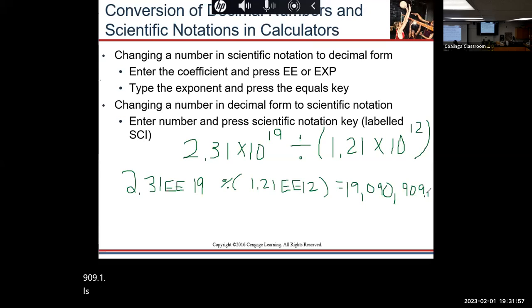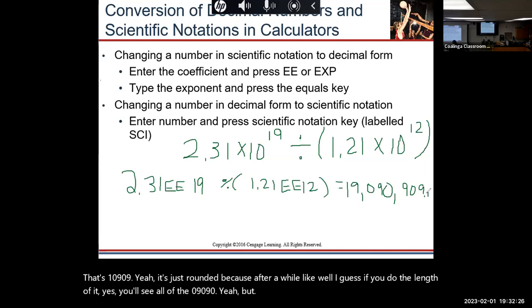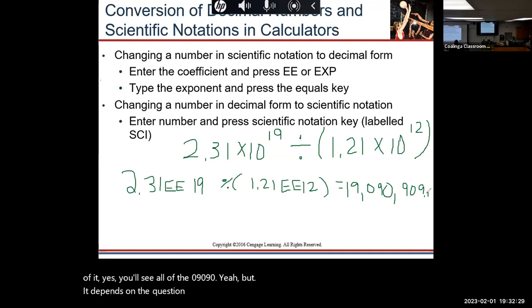What did you guys get? I didn't put the decimal. I got that, but I also have the decimal. I had the same answer, but I have decimals to add to it. 09, 09, 09. Yeah, that's why you rounded it. After a while, if you do the length of it, you'll see all of the 09s. You have to add that or not? It depends on the question. Got it. So it'll be dependent on the question that you have.